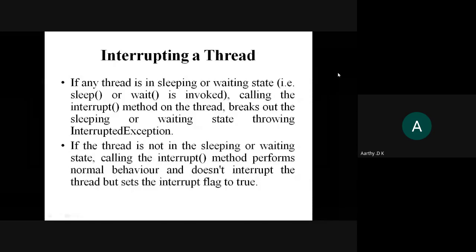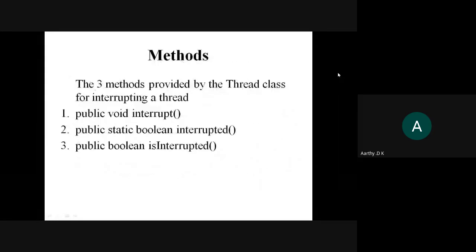So these are the two ways in which you can interrupt a thread. One is interrupting a thread when it is in a sleep or wait state for a longer time. And the second is when it is not in sleep or wait, but in normal execution. In that situation, if you interrupt the thread, then the interrupt flag will be set to true.